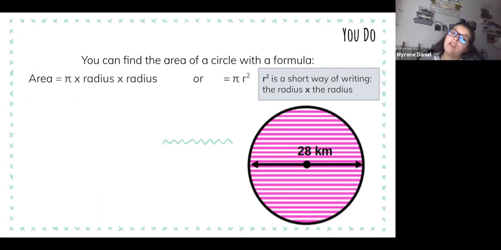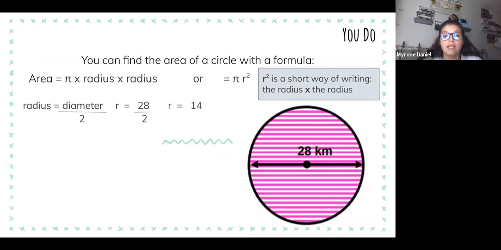Okay, so now that you've answered this and you have found the answer, first off, we see the diameter, so we need to find the radius. So we know that the radius equals the diameter divided by 2. So that's 28 kilometers divided by 2, which is going to give us 14 kilometers for our radius. So now that we have our radius, we can use our formula. Area equals pi times r squared.